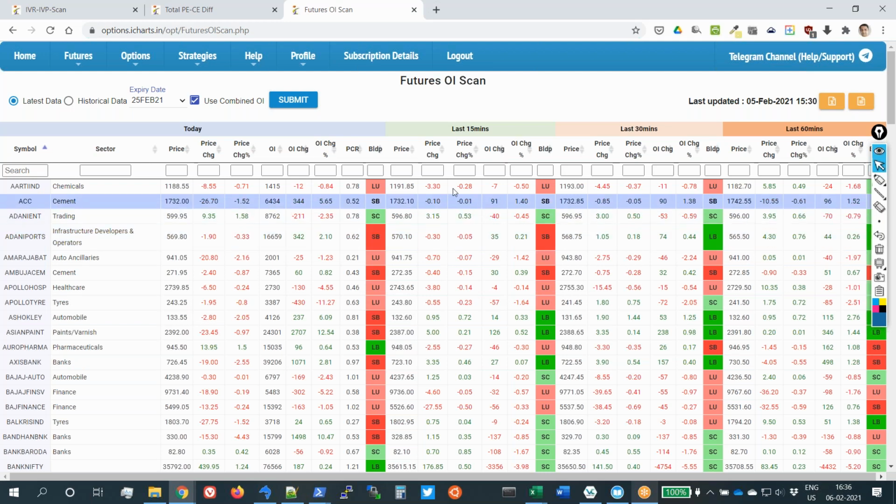OI scan is basically used to identify scripts that are moving right now in the market during intraday. What I would do is, I have explained this in the group also.